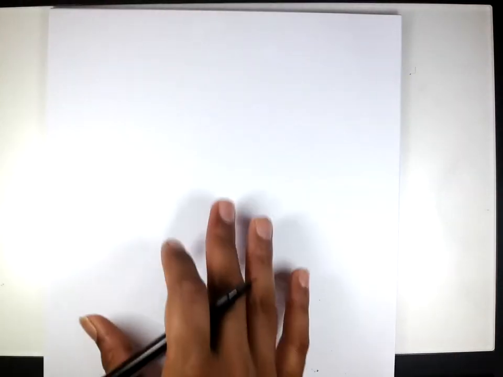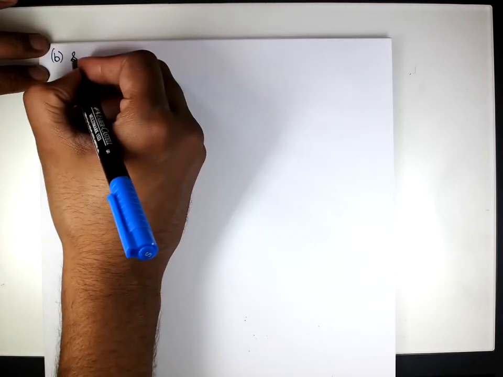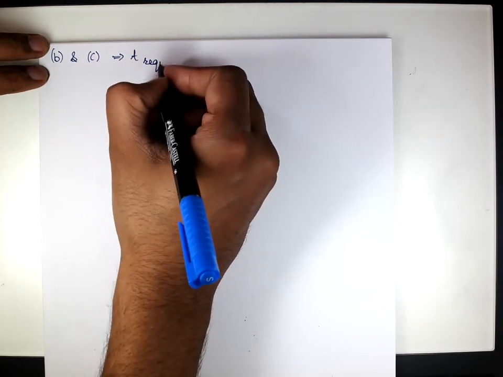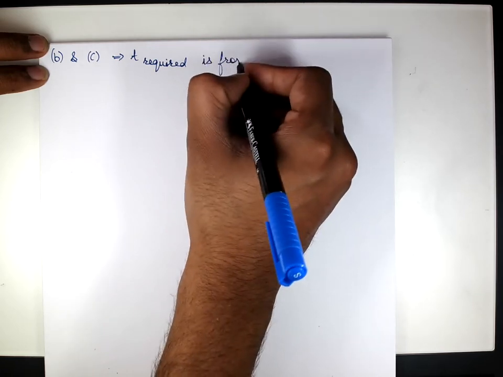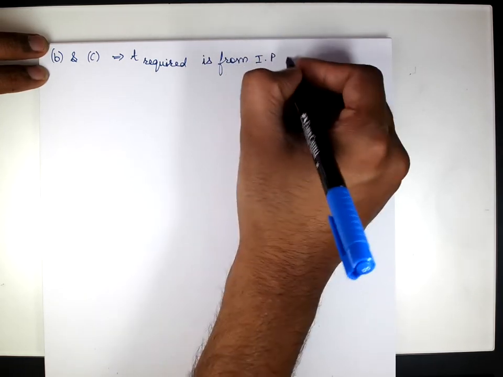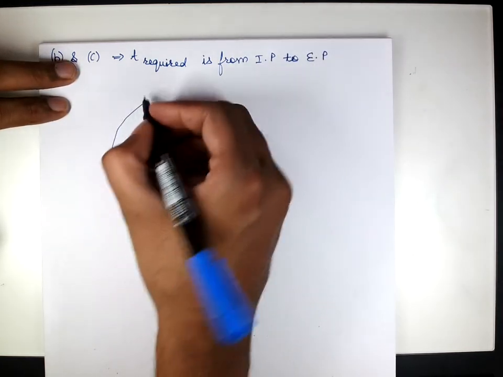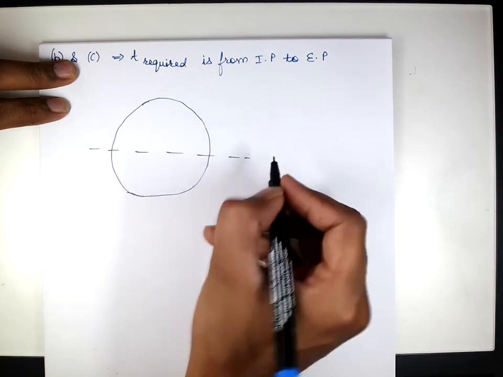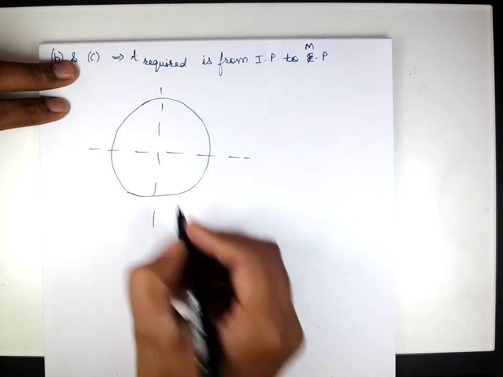In the second as well as third part to this problem, the time required is from initial position to mean position for the first time.